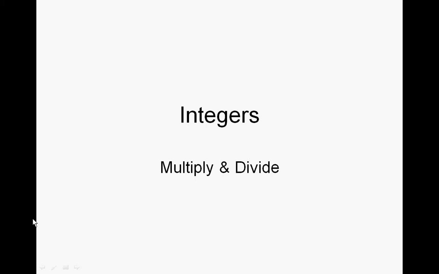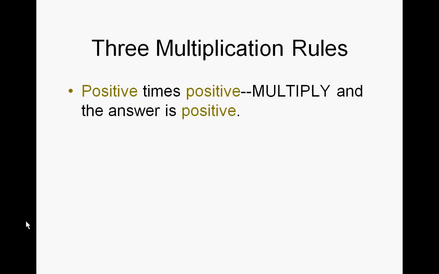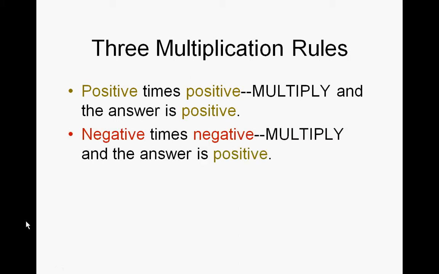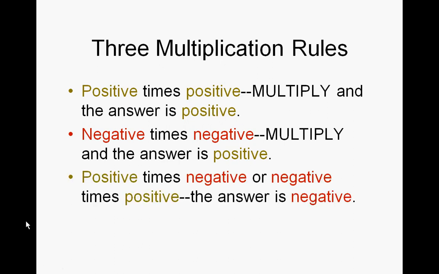Okay, we're going to be talking about multiplying and dividing integers today. And there are three multiplication rules. Positive times a positive, we're going to multiply and the answer is positive. Negative times negative, the answer is positive. And if you have a positive times negative or a negative times positive, the answer is negative.